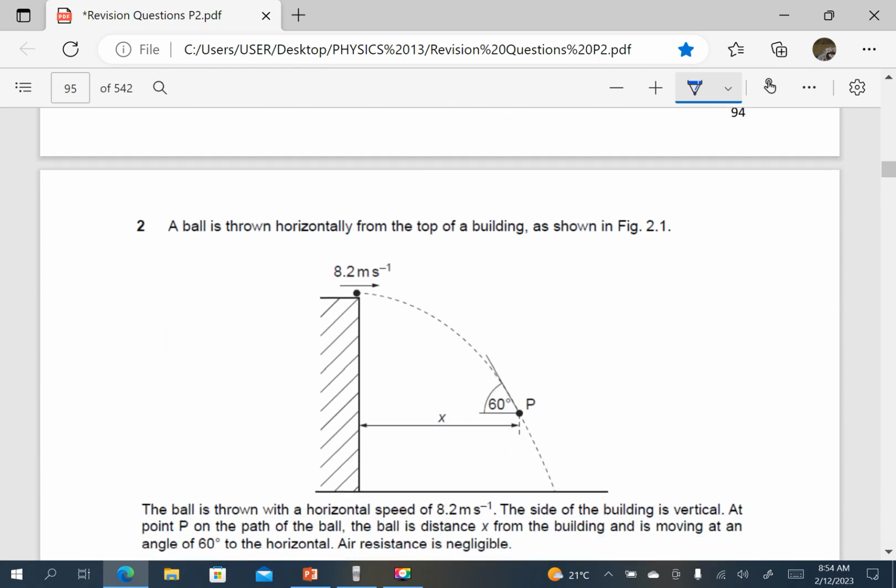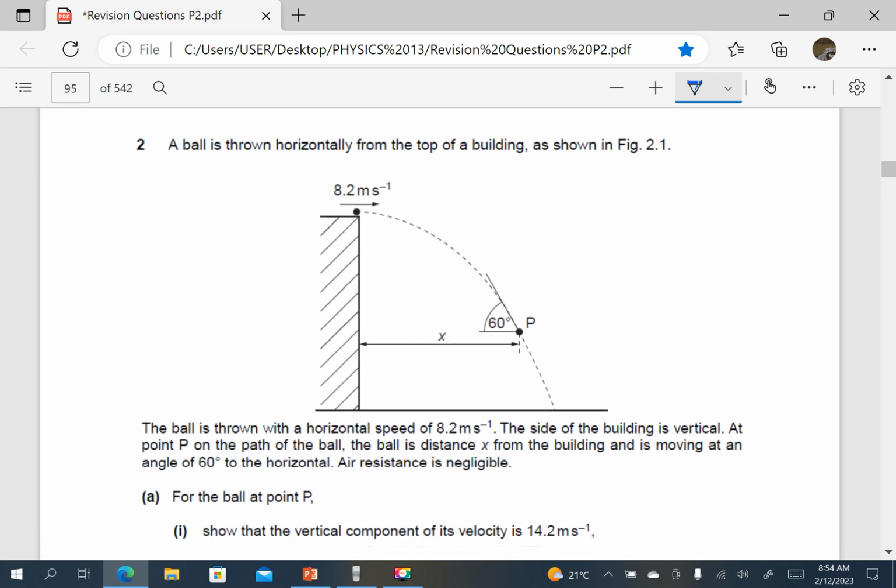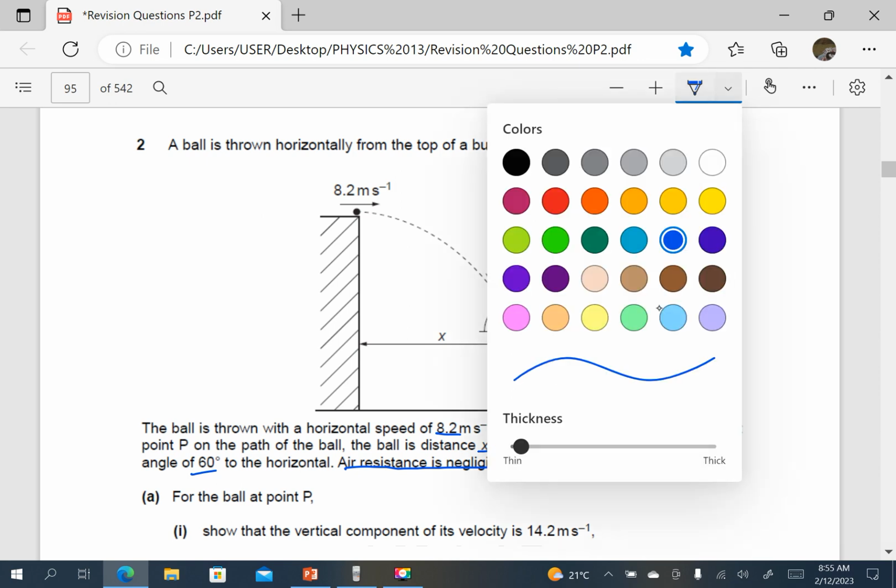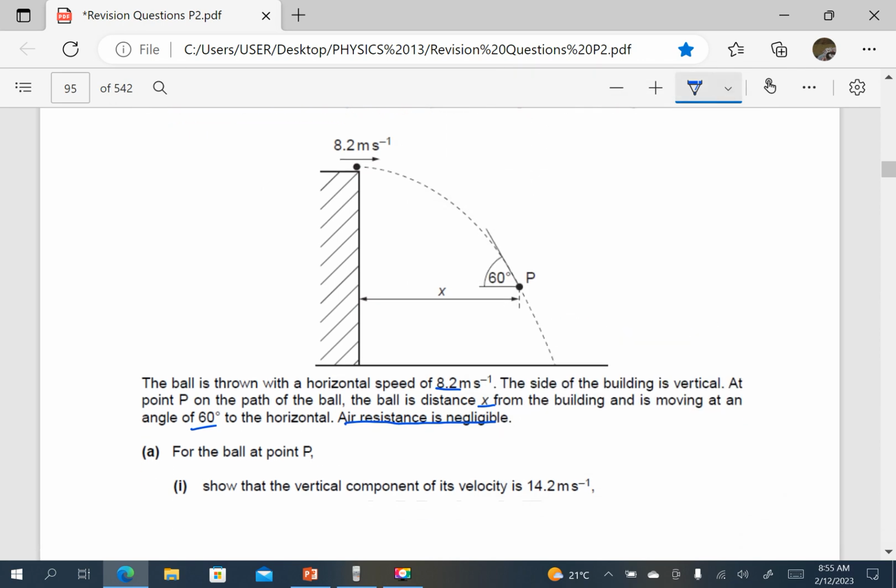A ball is thrown horizontally from the top of a building as shown in the figure. The ball is thrown with a horizontal speed of 8.2 meters per second. The side of the building is vertical. The point P on the path of the ball is a distance x from the building and is moving at an angle of 60 degrees to the horizontal. Air resistance is negligible, meaning we can employ the equations of motion because there will be uniform acceleration. For the ball at point P, show that the vertical component of its velocity is 14.2.